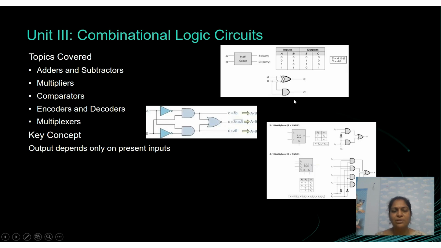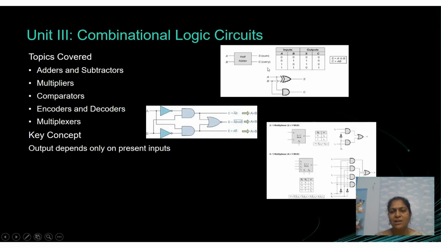So coming to unit 3, combinational logic circuits. The topics covered in combinational logic circuits are adders and subtractors, multipliers, comparators, encoders and decoders, multiplexers. These are just some examples of topics covered. So this is a half adder, which will add 2 input bits and gives 2 outputs, sum and carry. Once you learn the gates and the combinational logic circuits, you can design any combinational logic circuit. This is an example of a half adder.